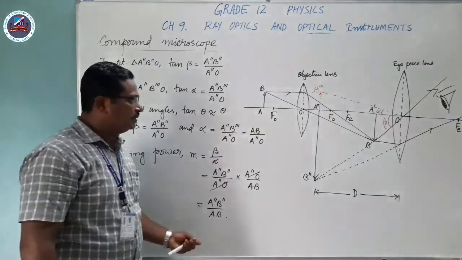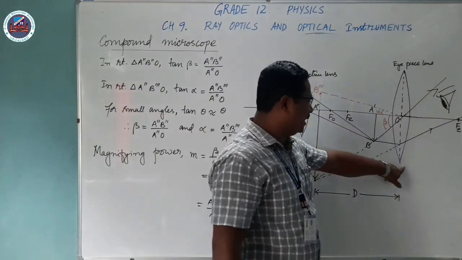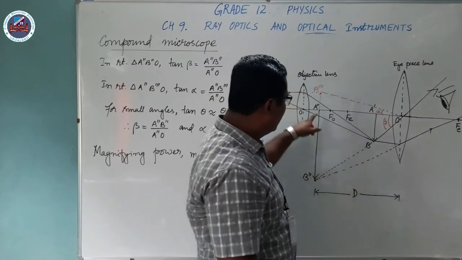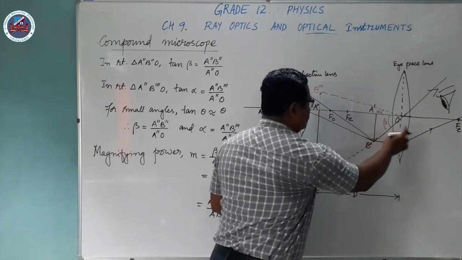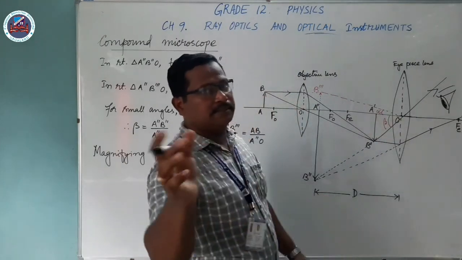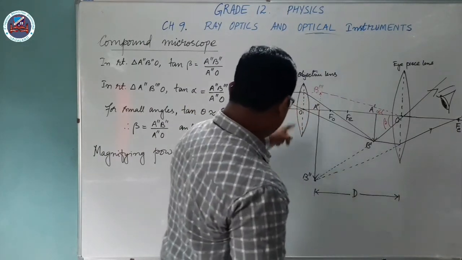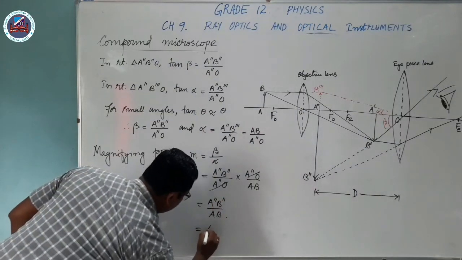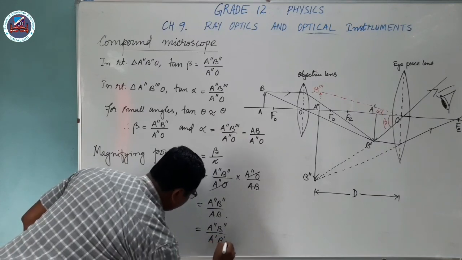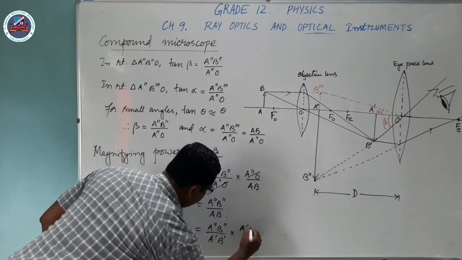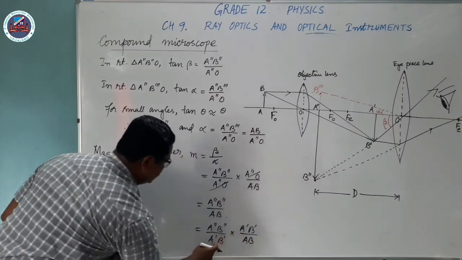What is A''B''? It's the final image. Who has produced it? The eyepiece lens has produced it. So the final image divided by A'B', which is the object for the eyepiece lens, is the magnification produced by the eyepiece lens. So I am going to divide A''B'' by A'B', and if I divide, then I have to multiply by the same term A'B' divided by AB. So this term we have to introduce.